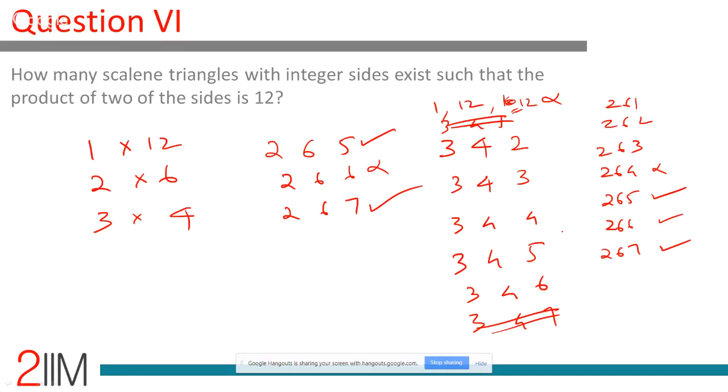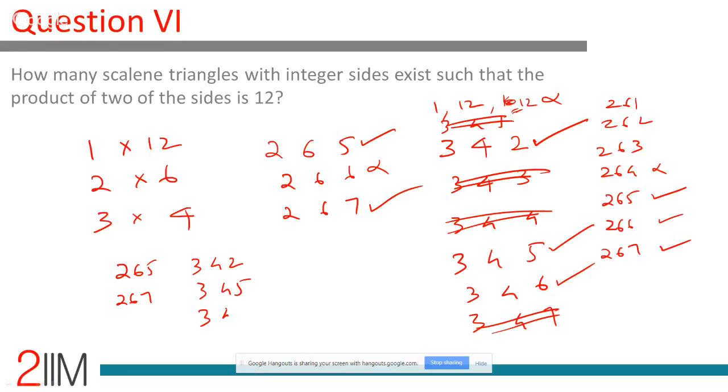Remember, we are looking to find scalene triangles. This we should count. This we won't count. This we won't count. This we should count. This we should count. We're looking for scalene triangles with integer sides where the product of two sides is 12. We'll have 2, 6, 5, 2, 6, 7, 3, 4, 2, 3, 4, 5, 3, 4, 6. 5 different triangles. No rocket science here.